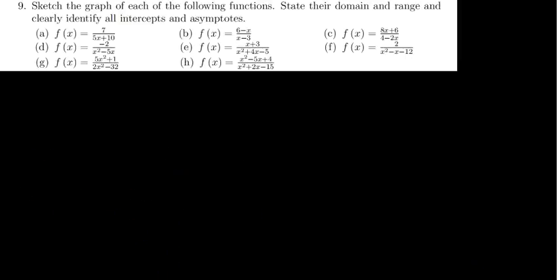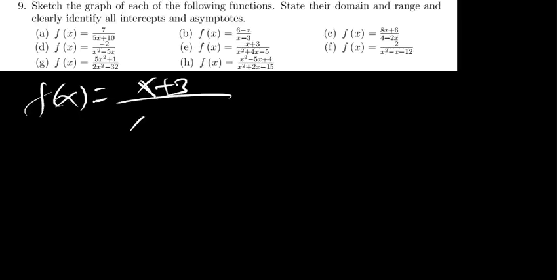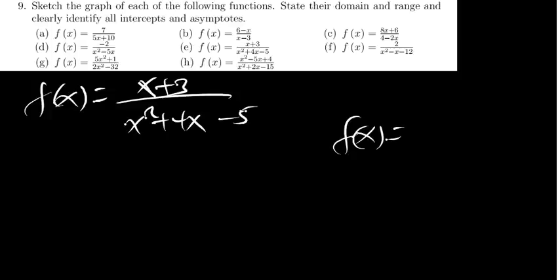So E, I have f of x equal to x plus 3 over x squared plus 4x minus 5. But before we solve E, in a case where we have f of x equal to x squared minus x plus 1, how do we tend to find the vertical asymptote?